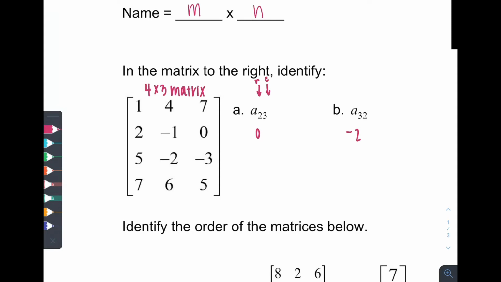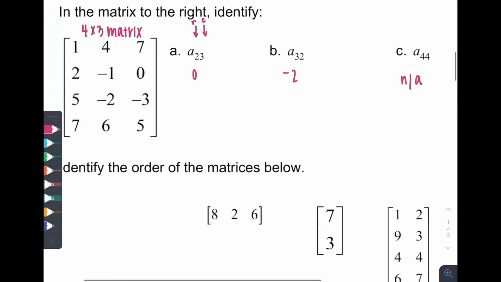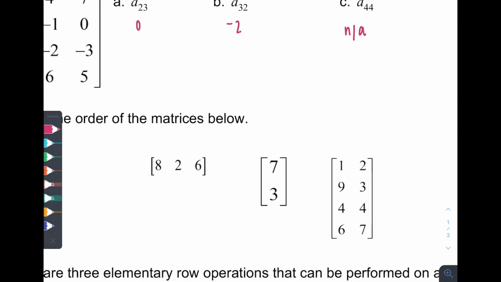All right, so let's go ahead and identify the order of the matrices below. This one here, we've got 1 row and 3 columns, so it's a 1 by 3. And then this one has 2 rows and 1 column, so it's a 2 by 1. Go ahead and do this next one on your own. You should have said that it was a 4 by 2 matrix.